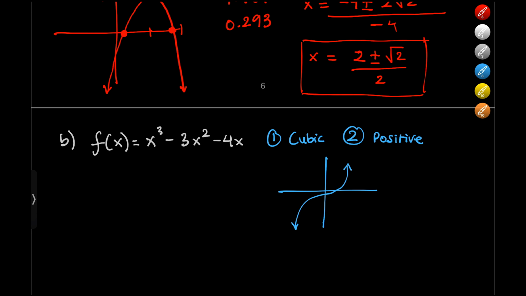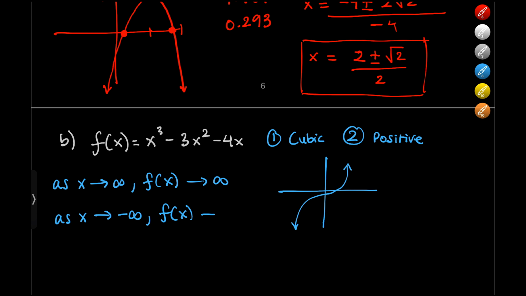So now we could find the behavior of the function, and so we could see that as x approaches infinity, f of x approaches infinity, and as x approaches negative infinity, f of x also approaches negative infinity. So this is the behavior of this function. So I'm going to erase this and now solve for the zeros.